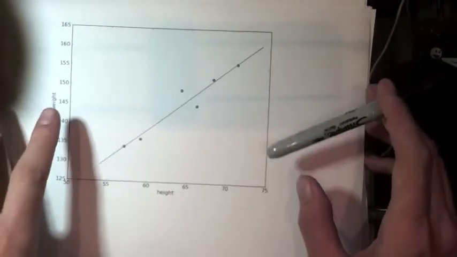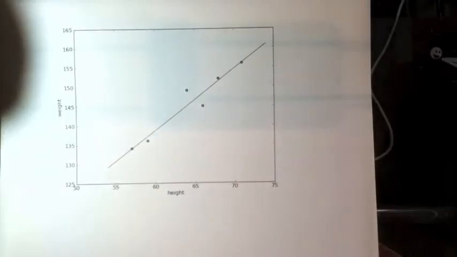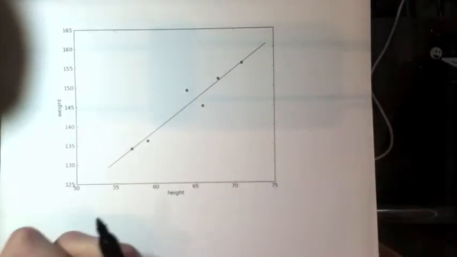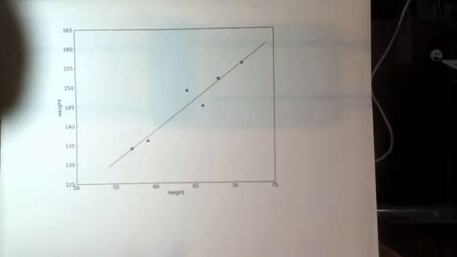So, in problem 3, we actually gave you a regression line. The regression line that we gave you, this is it right here. In the homework, it was actually a blue line. And we also gave you the formula.